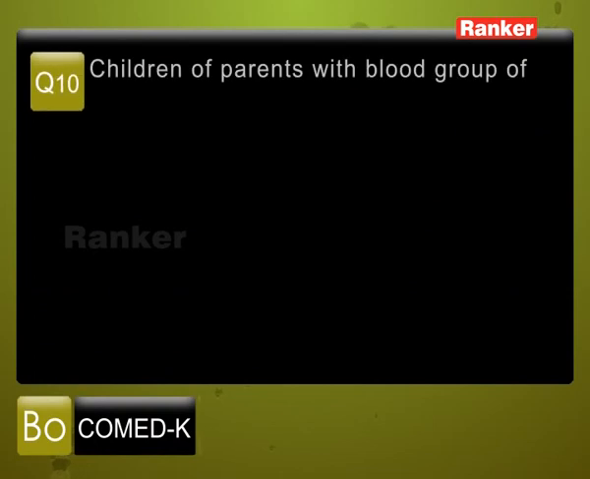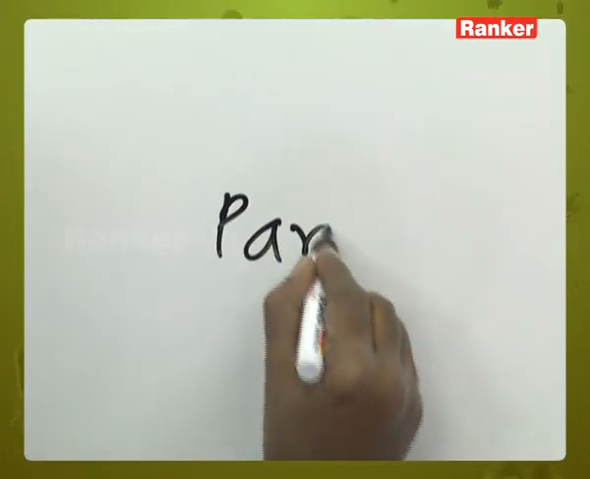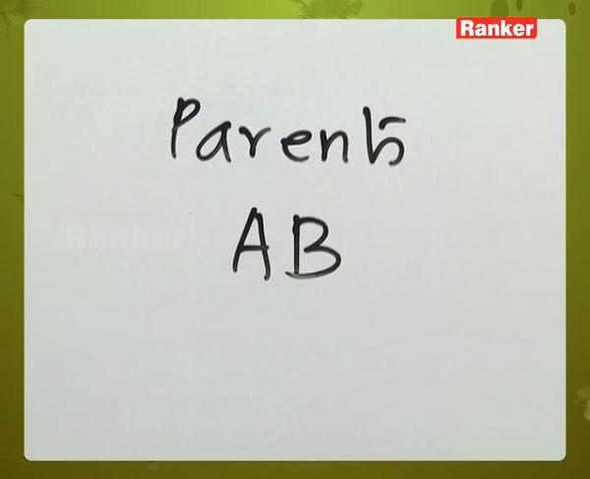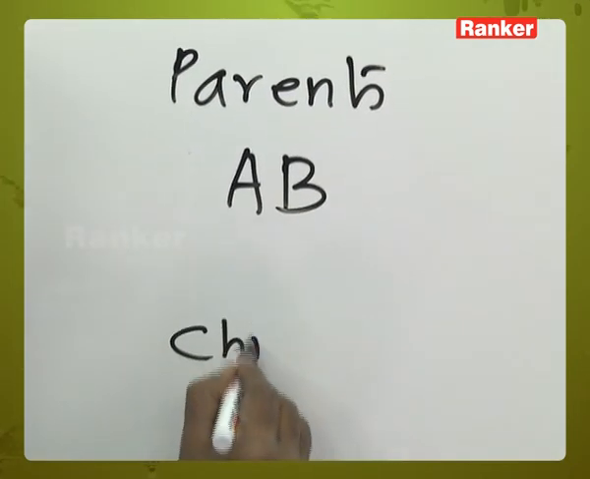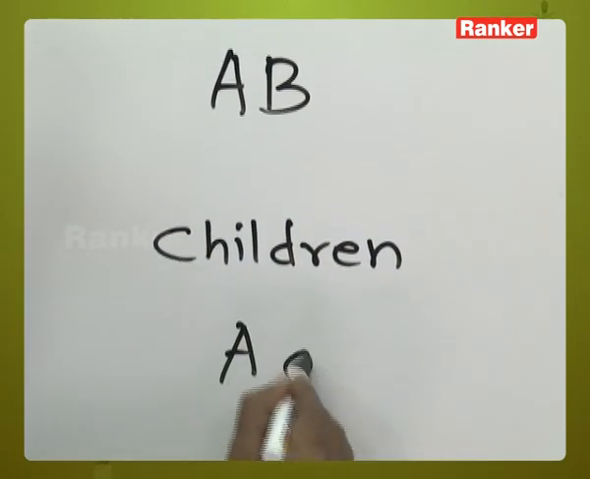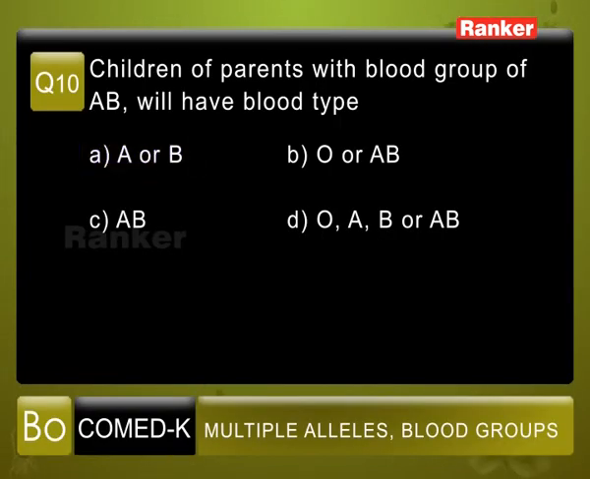Question number 10. Children of parents with blood group of AB will have blood type: A, A or B; B, O or AB; C, AB; D, O, A, B or AB? The answer is, if the blood group of the parents is capital A and capital B, then definitely when you take the children, they can have A or B. Hence, the answer is E.